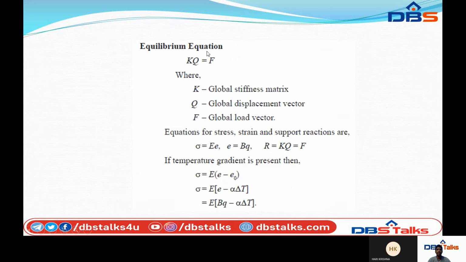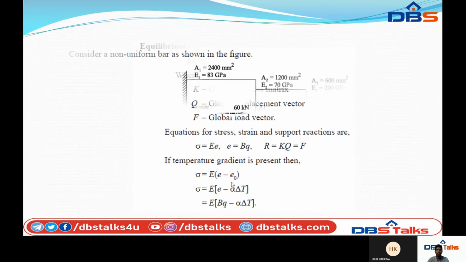After the equilibrium equation, we already know that the finite element equilibrium equation will be KQ equal to F. K is the stiffness matrix, Q is the unknown nodal displacement, F is the force vector or global load vector. Then the equation for stress: sigma equal to E epsilon, epsilon equal to BQ, and R equal to KQ equal to F. The resultant will be the stiffness matrix times the unknown nodal displacement. If a temperature gradient is present, sigma equal to E into (BQ minus alpha delta T). These are all equations to be remembered for doing problems in the finite element method.